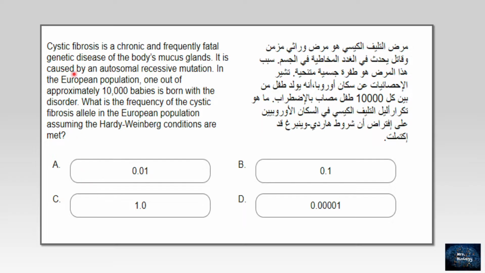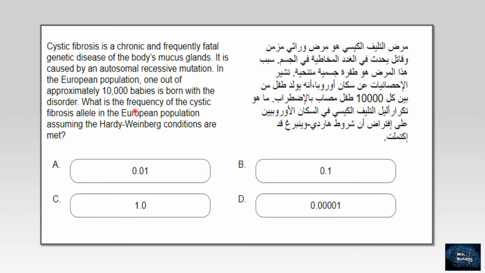Let's read this question. Cystic fibrosis is a chronic and frequently fatal genetic disease of the body's mucous glands. It is caused by an autosomal recessive mutation. As simple as that. Please write it down. b small, b small. It's very simple. I mean the genotype. In the European population, 1 out of approximately 10,000 babies is born with the disorder.